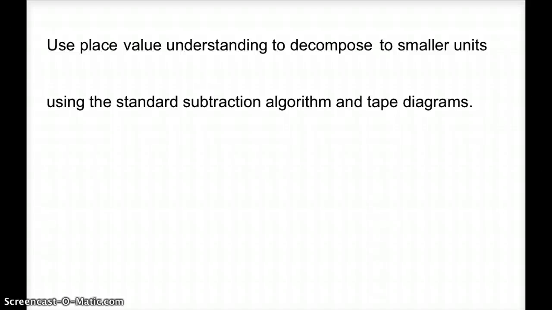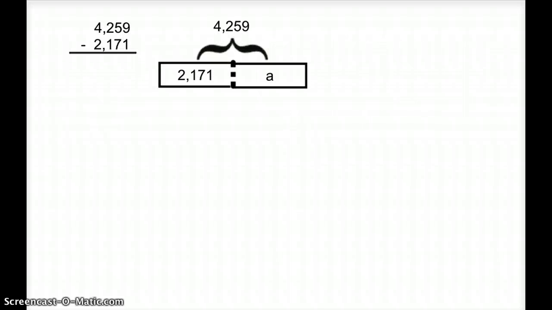In this video, we will use place value understanding to decompose to smaller units, using the standard subtraction algorithm and tape diagrams. In the subtraction problem 4,259 minus 2,171, I'm trying to figure out what the extra part is. I can represent this in a tape diagram.